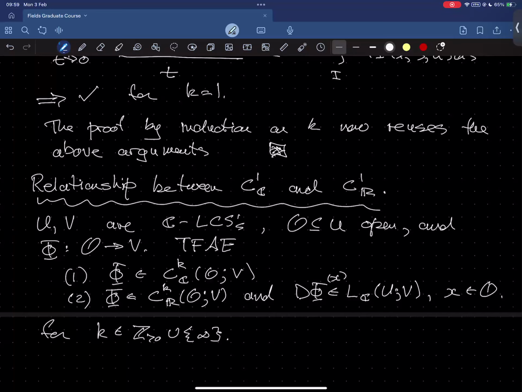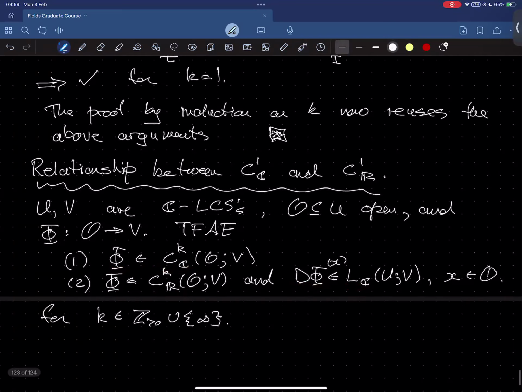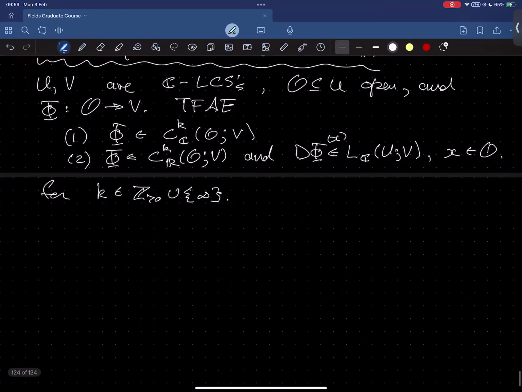Okay. So in other words, to check complex class CK, it suffices to check real class CK and that the first derivative, only the first derivative, is complex linear. This isn't hard to prove, but it's interesting because it makes us think carefully about the difference between complex differentiability and real differentiability, which we have never really done.